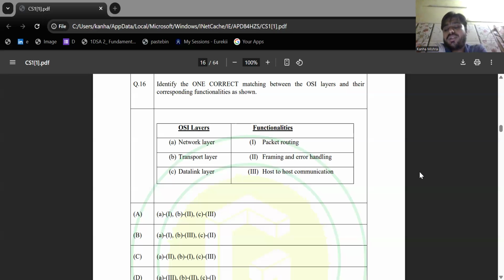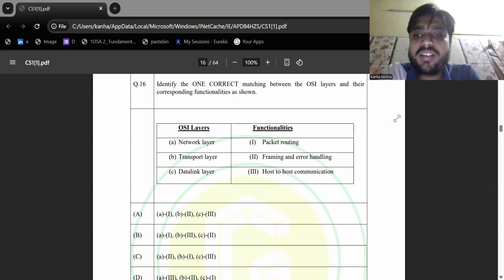Now let's try to solve this particular question. What are the prerequisites? We need to know what each layer does in the OSI model. Here you can see that we are talking about the network layer, the transport layer, and the data link layer. The data link layer does the framing and error handling.